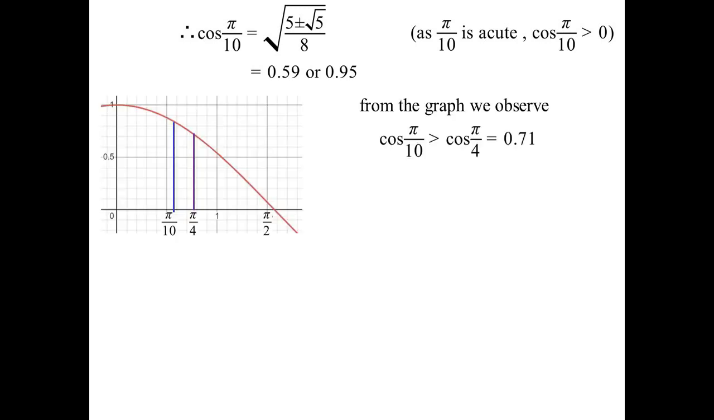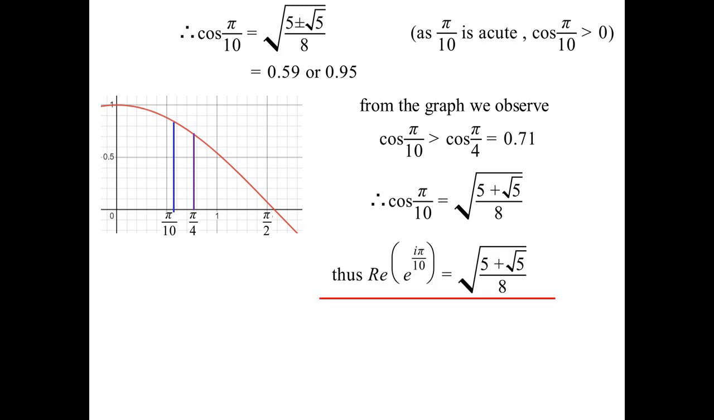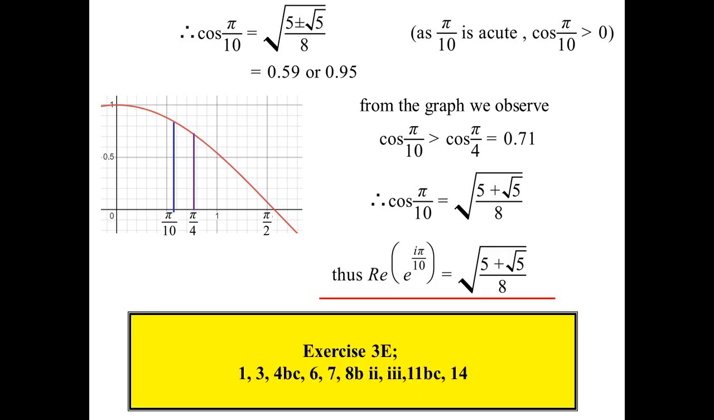Let's look at the graph. There's the cosine function. Now, cos pi on 10 must be bigger than cos pi on 4. Cos pi on 4 is 0.71. So I know it has to be bigger than 0.71. Well, now I know which one of the answers I need. It's got to be the 0.95 solution, which would be the 5 plus the square root of 5. Thus, there's the real part. Okay, 3E.